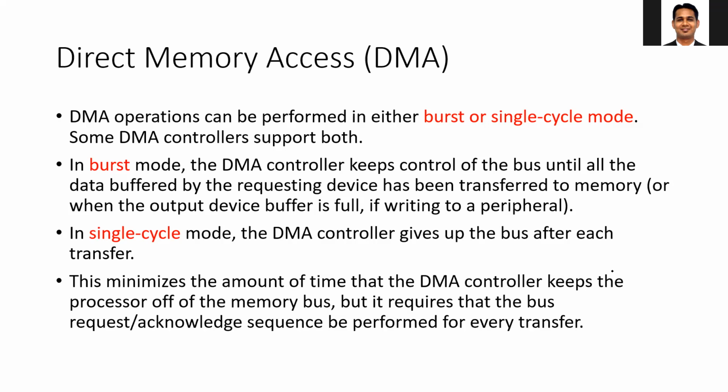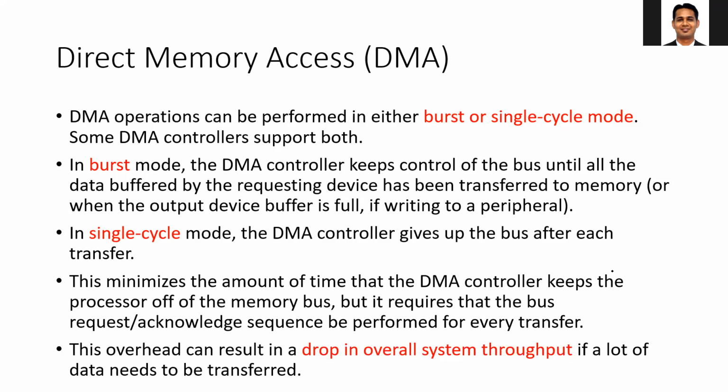The single cycle mode minimizes the amount of time that the DMA controller keeps the processor off the memory bus. In single cycle mode, you know that after a deterministic time interval, the processor is going to get access to the bus, so the processor performance does not get affected. But there is a lot of handshake that needs to be done with the arbitrator to give the access back and to gain the access again. So this obviously reduces the overall system throughput if a lot of data needs to be transferred. That is the drawback, but at the end you don't want your processor to get affected because of the DMA.